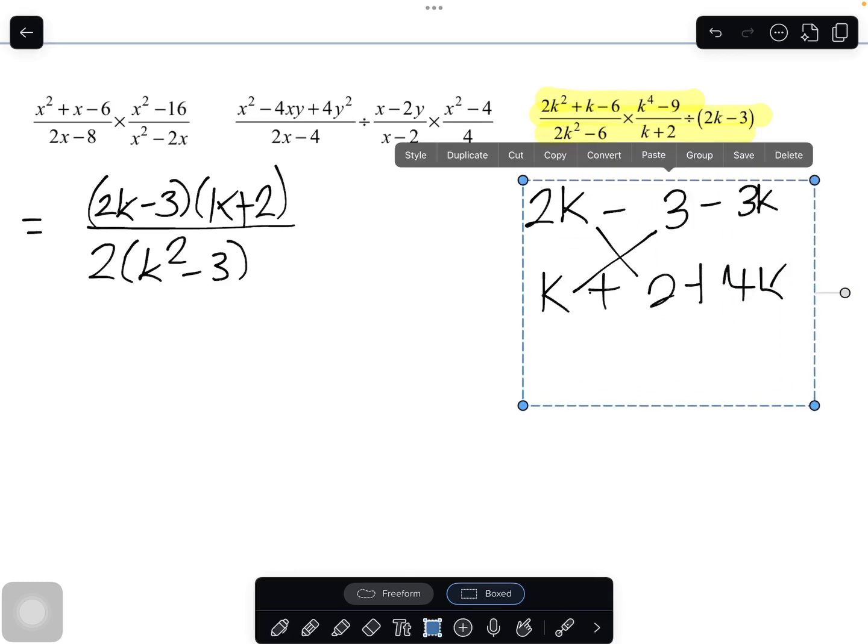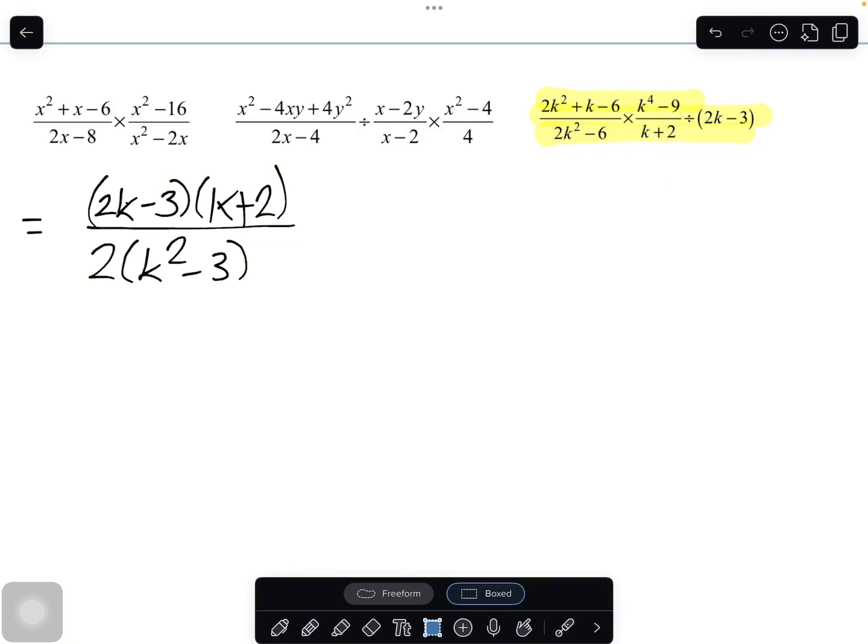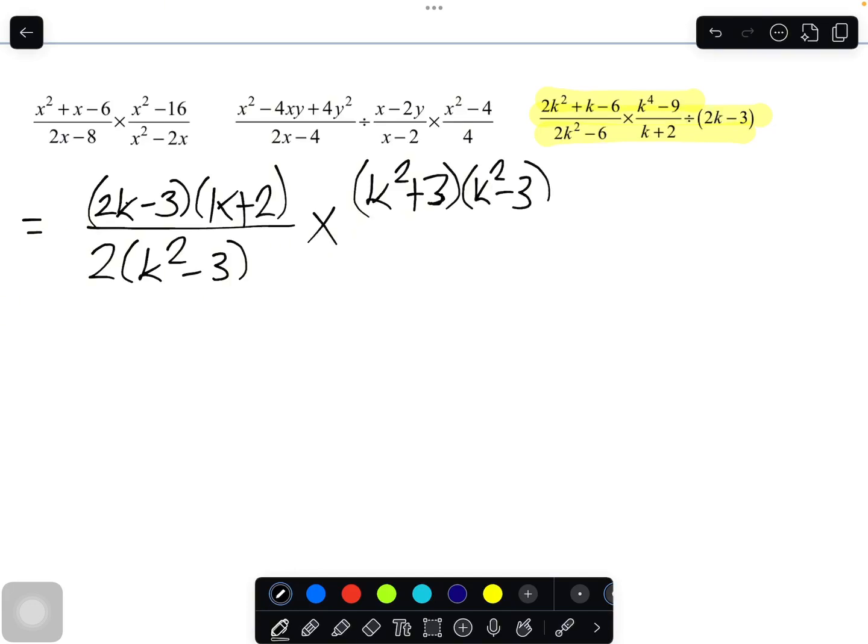Let's just quickly erase this. And that's going to be times k squared plus 3 into k squared minus 3. And if you look here, we have something that can cancel out, which is a good sign. And then we have k plus 2. And instead of dividing by 2k minus 3, we're going to multiply by 1 over 2k minus 3.